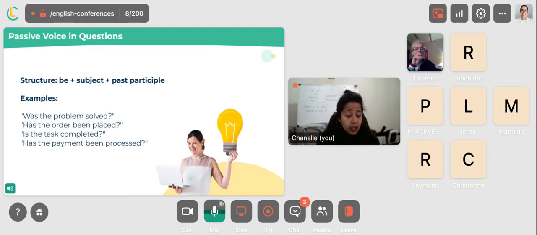So with passive voice in questions, we focus on the be plus the subject plus the past participle, because it is the inversion method, meaning we put the auxiliary first, then the subject, and then the past participle. For example, was the problem solved? Has the order been placed? Is the task completed? Has the payment been processed?